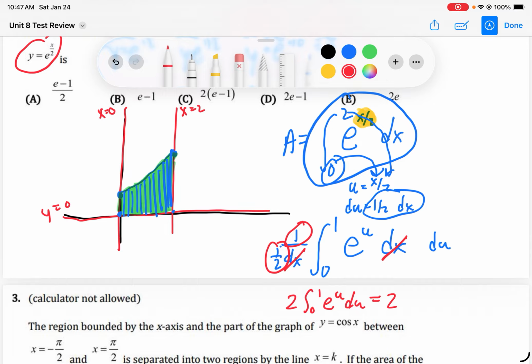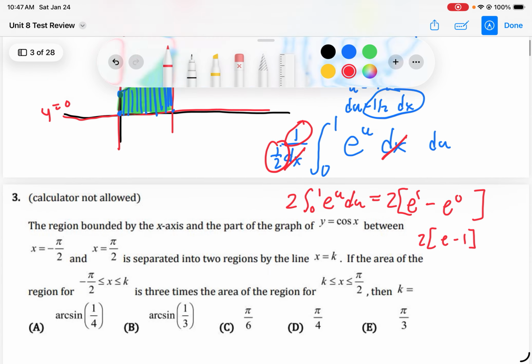Okay, from here, I bring out this 2. That was supposed to be motivational. Hope you're motivated. So it needs to be e to the first power minus e to the 0 power. And so that would be 2 times e to the first power minus 1. Anything to the 0 power is 1. So the answer is C again. All right, good work. Next one.